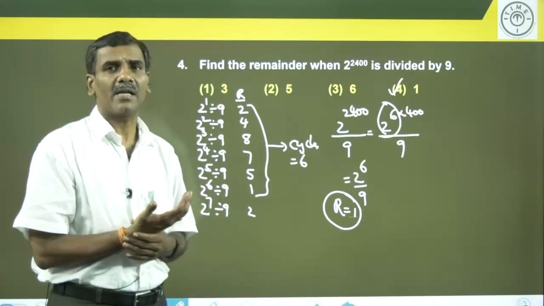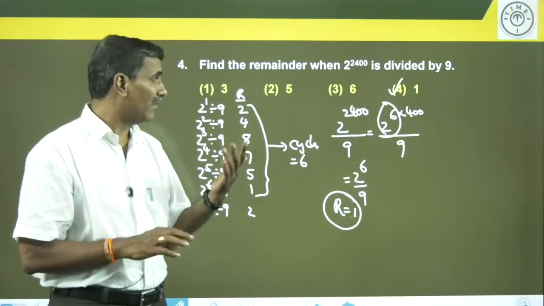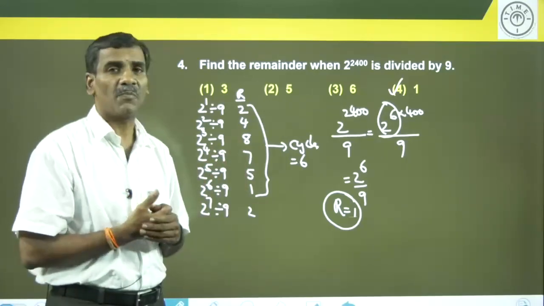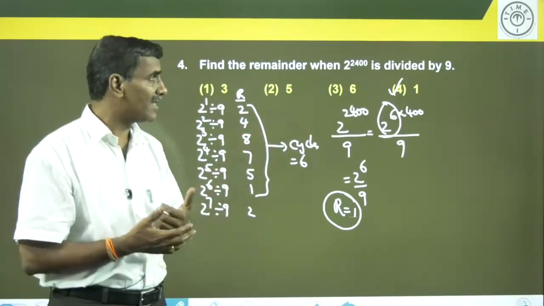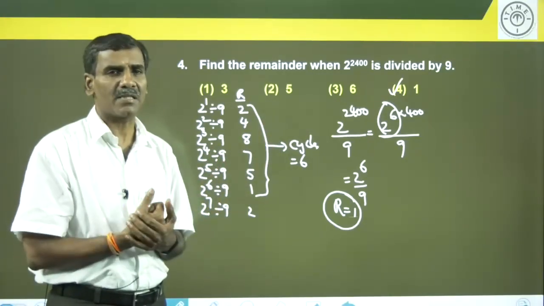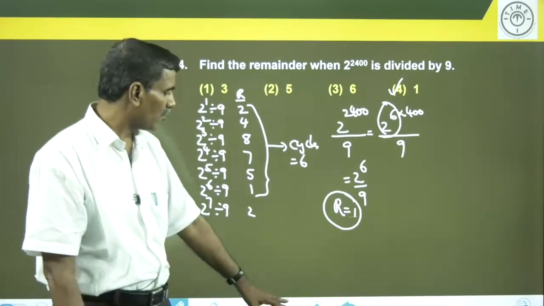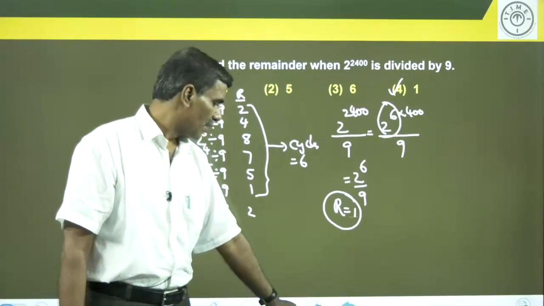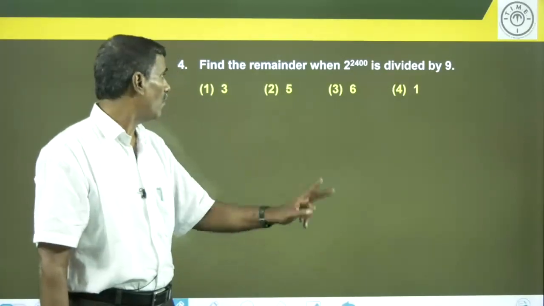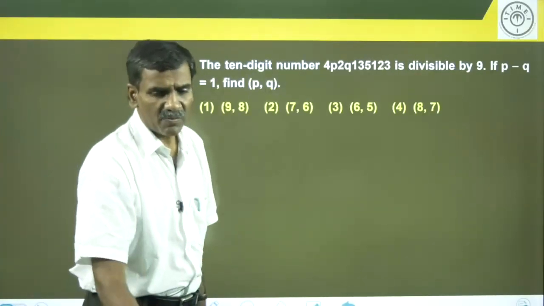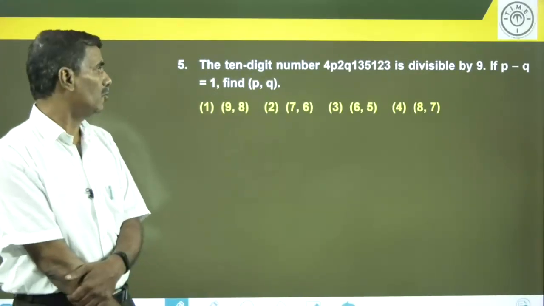Remainder theorem is slightly time consuming depending on the divisor, and expressing that in terms of powers of that given divisor with plus or minus 1, all those will be slightly time consuming. So that is the reason we are going for the pattern method. Let's focus on one more question dealing with basically divisibility rules.